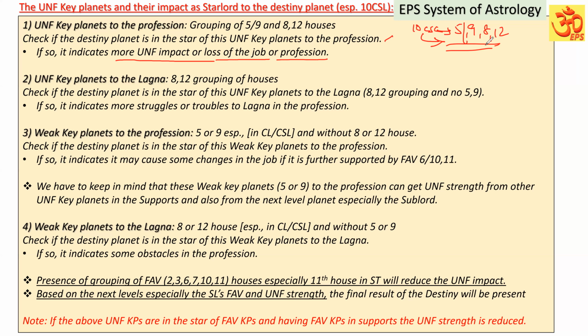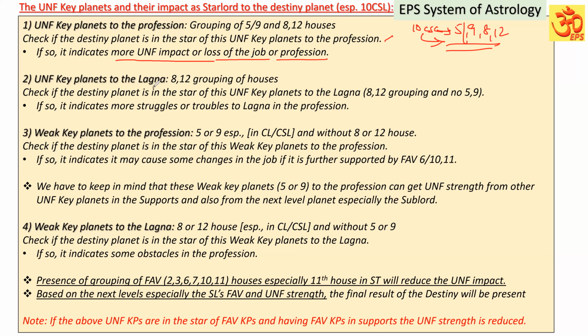Next one is unfavorable key planets to the lagna. Here we are talking about the profession 5, 8, 9, 12 grouping. It is supportive for the unfavorable significations for the event and also to the lagna. Now I am talking about the unfavorable key planets to the lagna, that is 8th house, 12th house, grouping of houses.